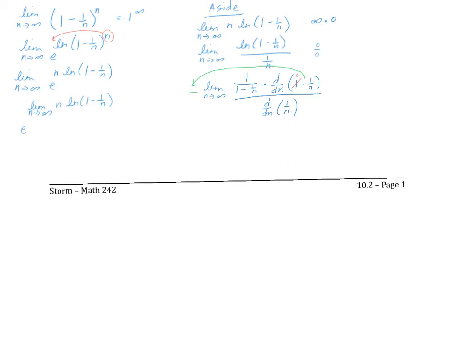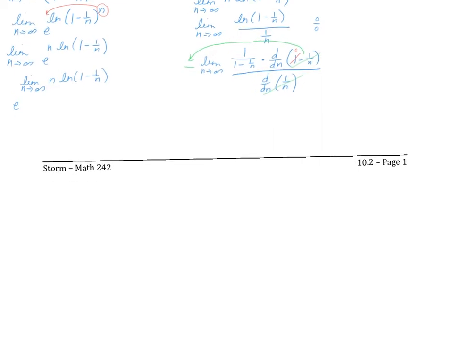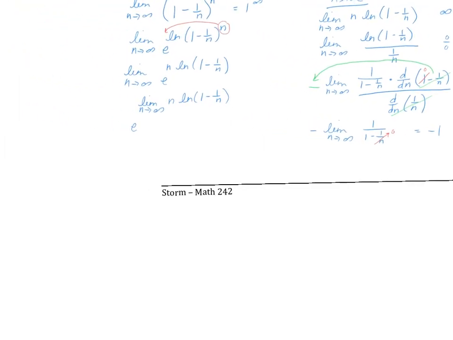And these guys are going to cancel because they're the same. So I don't even have to compute the derivative, but you can. So this is going to be negative the limit as n goes to infinity of 1 over 1 minus 1 over n. And then since n is going to infinity, this fraction is just going to go to 0. And I'll have this whole thing equal to negative 1. So let's bring this back to be e to the negative 1, or simply 1 over e.